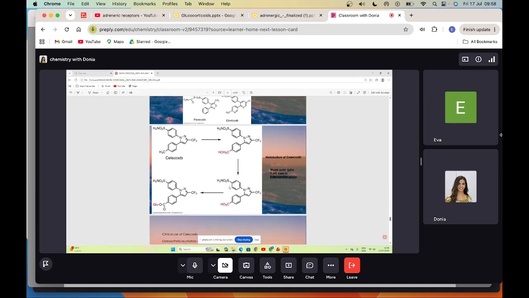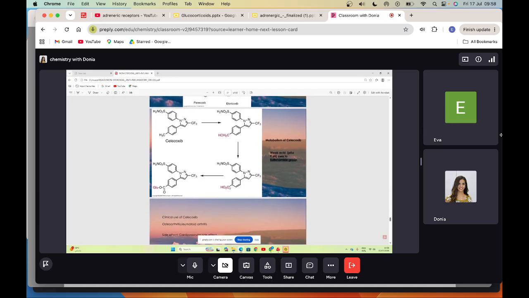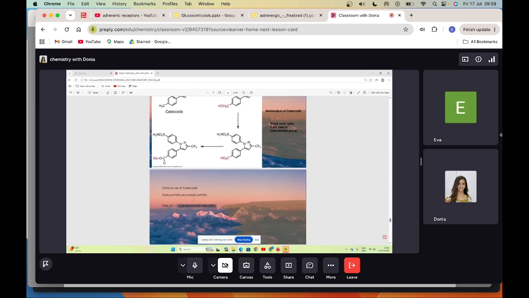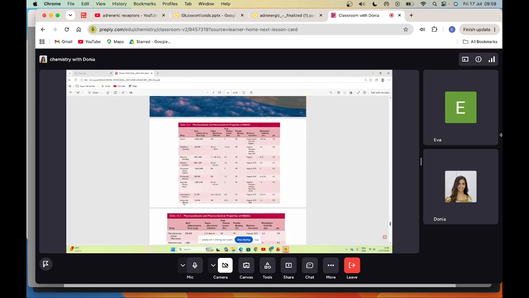COX-2 inhibitors are mainly used in rheumatoid arthritis and osteoarthritis, and they have cardiovascular side effects. COX-2 inhibitors decrease the GIT side effects; they do not have GIT side effects. However, they have side effects on the heart and other areas. Is it clear?